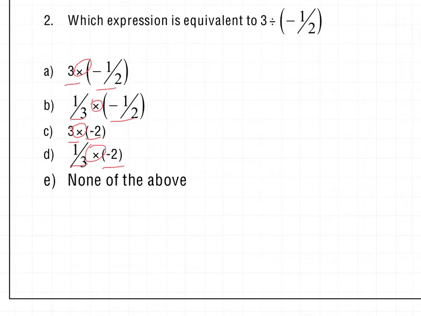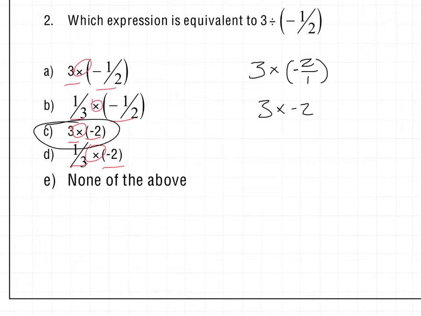So we know when we rewrite as a multiplication, we are multiplying by the reciprocal, so I'm going to multiply by the reciprocal, which would be flipped over 2 over 1, and then this was negative, so it's negative 2 over 1, which would be 3 times negative 2. That's answer choice C.